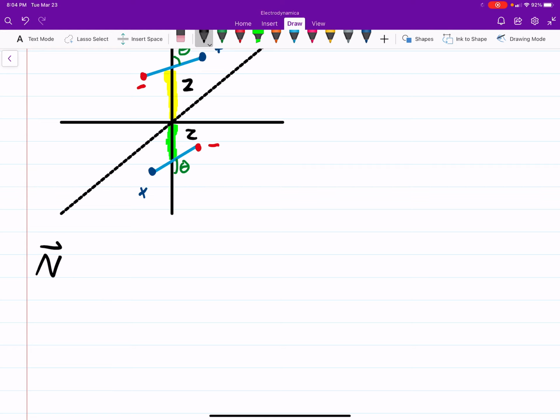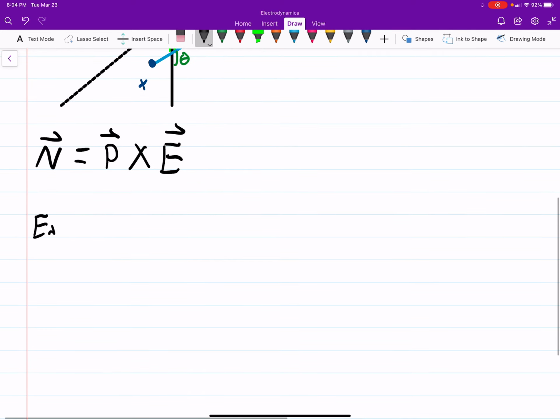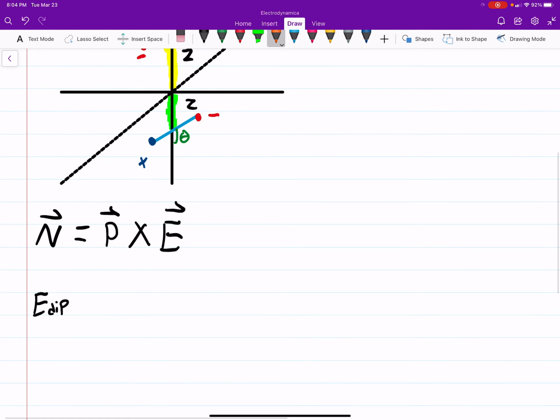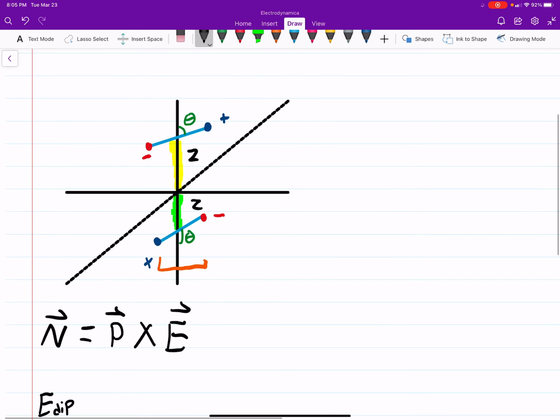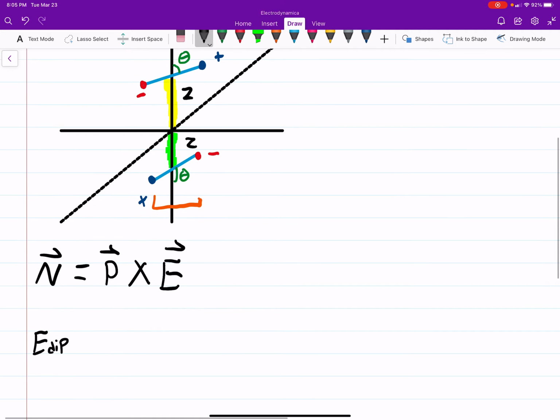Now our torque, which they use N in the book, I don't know why, but they do, is equal to your dipole moment crossed with your electric field. Okay. Now the electric field of a dipole, which is what we're doing, this is essentially we're replacing that conducting plane with this bottom dipole moment. So the E field that the actual dipole moment feels will be equivalent to if we just pretend there's this imaginary dipole a distance z below.